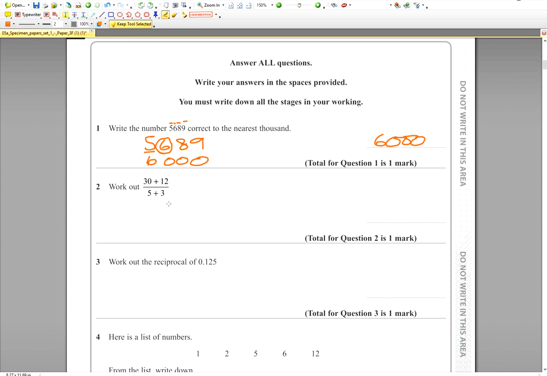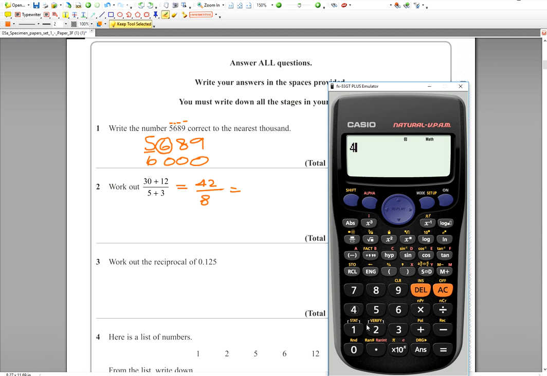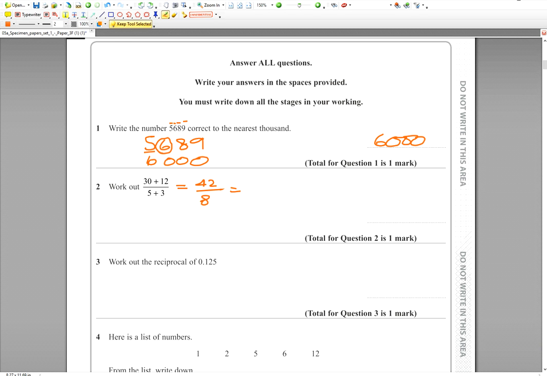Lovely. Next one, work out 30 plus 12, divided by 8. Well, we can just do 30 plus 12 quickly in our head. That gives us 42 divided by 8. For those of you who are going to struggle, grab your calculator. 42 divided by 8 will give us 21 over 4. Press the S-D button, that gives you 5.25. So you put the answer 5.25 over here, and we quickly move on to the next question.